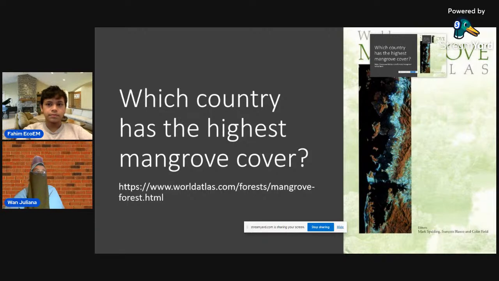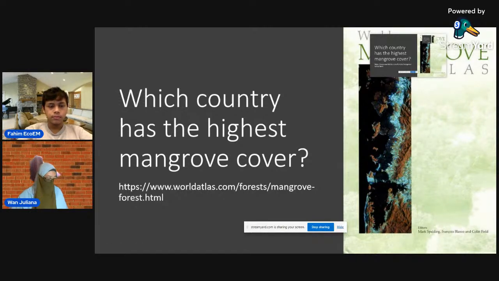In Malaysia, the largest and most famous mangrove area is the Matang Forest in Perak, followed by Merbok in Kedah, Langkawi, and also Johor. So that's about it.